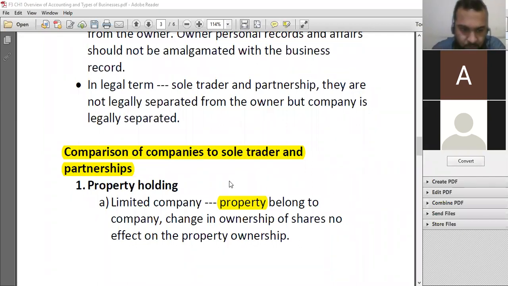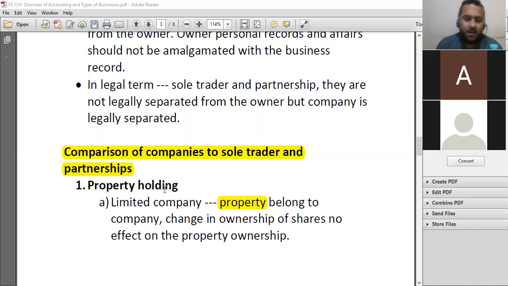So about this thing, property holding. What does property holding mean? It means that you are purchasing land or a building in the business. We have three types of business: sole trader, partnership, and company. Now, sole traders and partnerships cannot hold property in the name of their businesses. For example, we have a person Ahmed. Ahmed may have a business named Ahmed shop or Ahmed furniture. Now this is the name of the business.